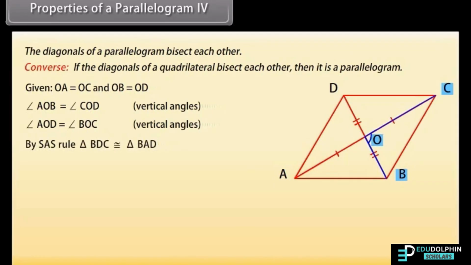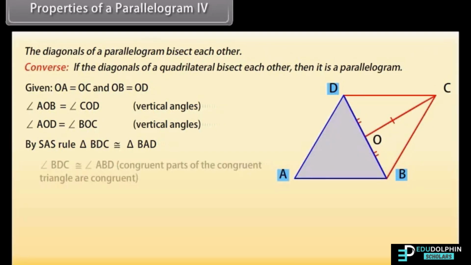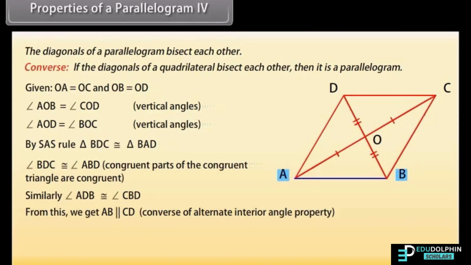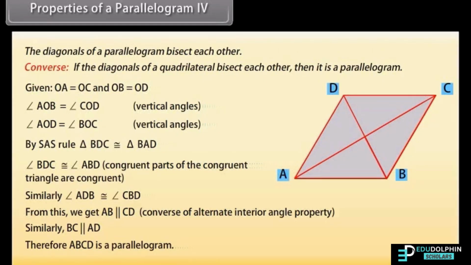So, by SAS rule, triangle BDC is congruent to triangle BAD. Therefore, angle BDC is congruent to angle ABD, congruent parts of congruent triangles are congruent. Similarly, angle ADB is congruent to angle CBD. From this we get AB is parallel to CD. Similarly, BC is parallel to AD, using the converse of alternate interior angle property. Therefore, ABCD is a parallelogram.